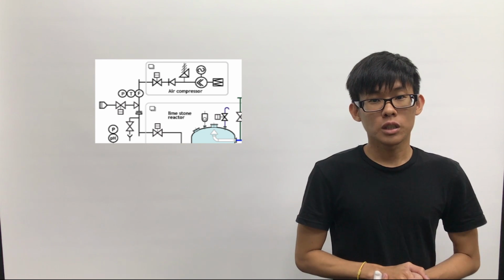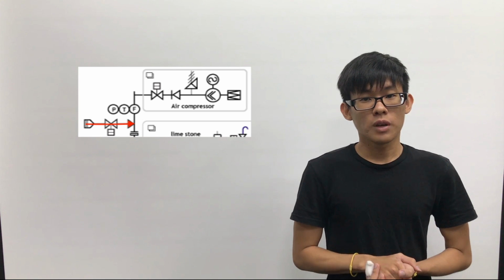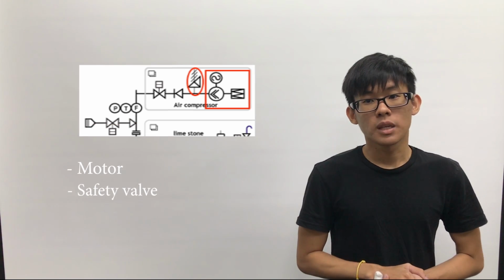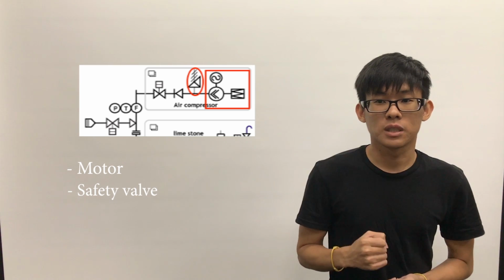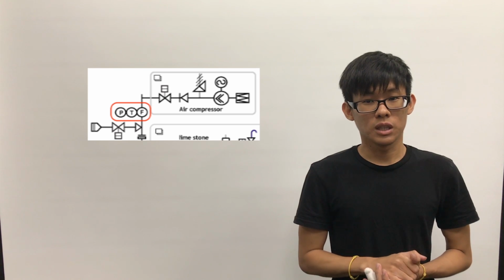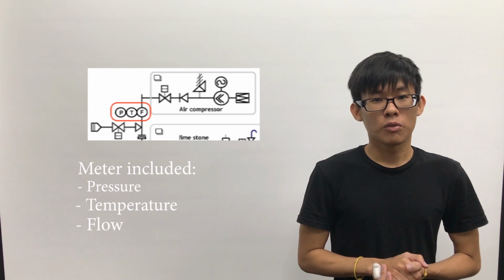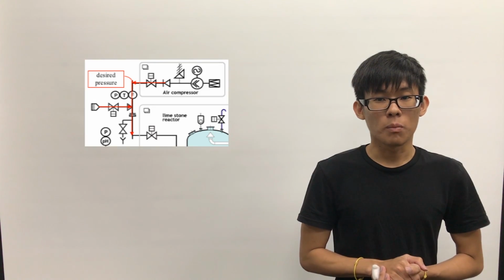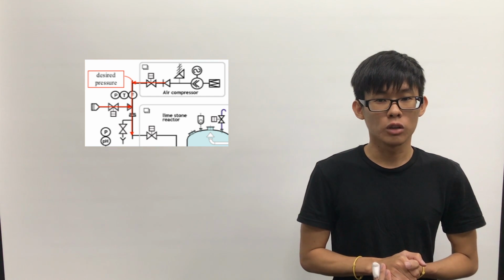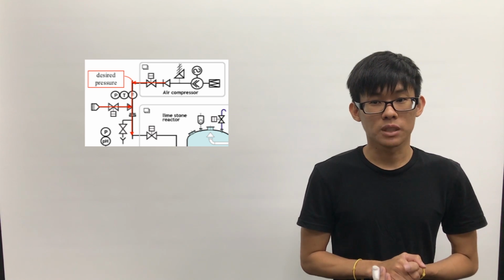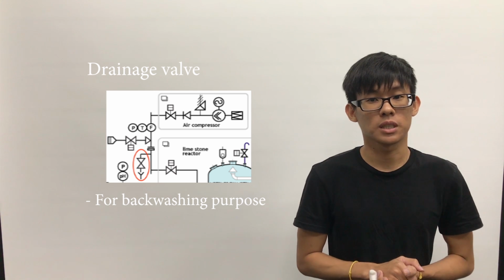The air compressor also plays a very important role in the water treatment system. Air was fed via a control valve to reach the air compressor. The air compressor was built with a motor and controlled by a safety valve. The initial condition of the inlet air was tested by pressure, temperature, and the flow meter. The air compressor will compress the air until desired pressure and let the air pass through a knob until it reaches a control valve. A drainage valve was also built after the knob for backwashing purpose.